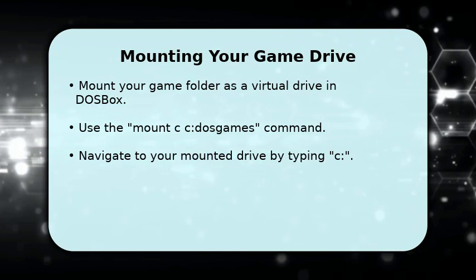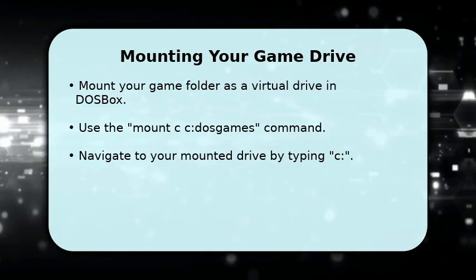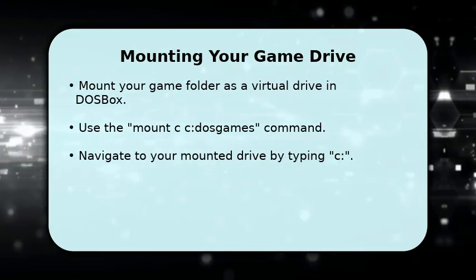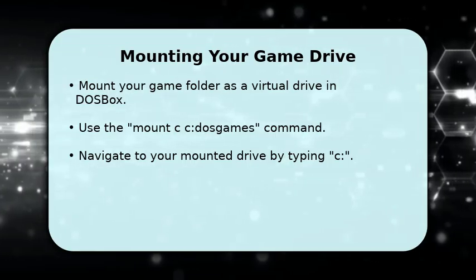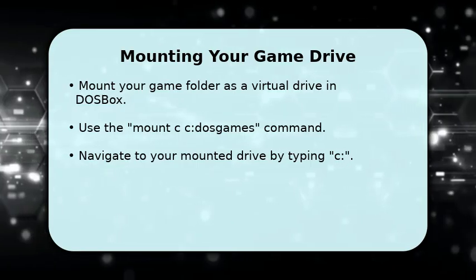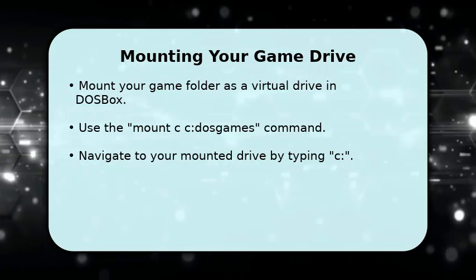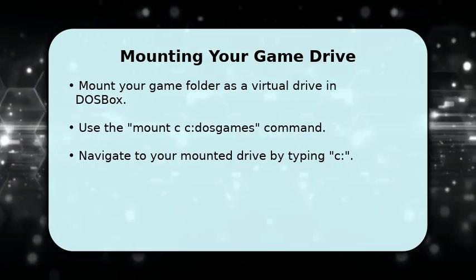Once Dosbox is open, you'll need to mount your game folder as a virtual drive. Type mount c c:\DOS games and press enter, replacing c:\DOS games with your actual game folder path. This command makes your folder accessible within Dosbox. After mounting, simply type C: and hit enter to switch to your newly mounted virtual drive, preparing you to access your game files.